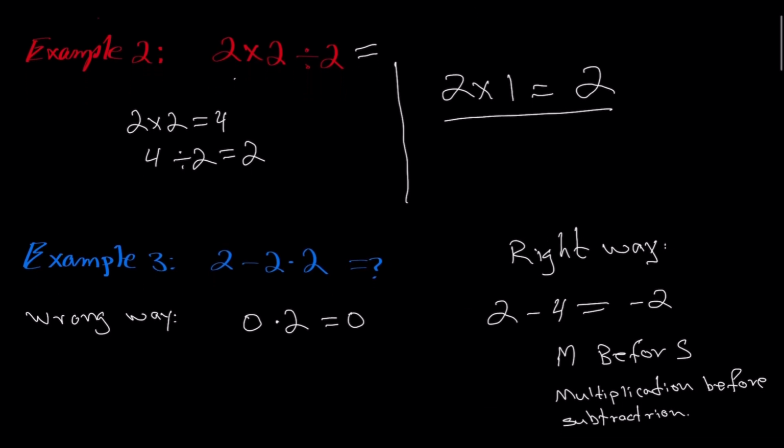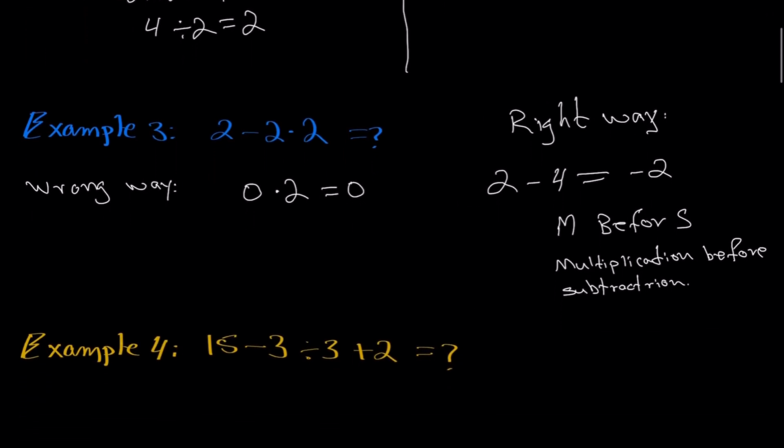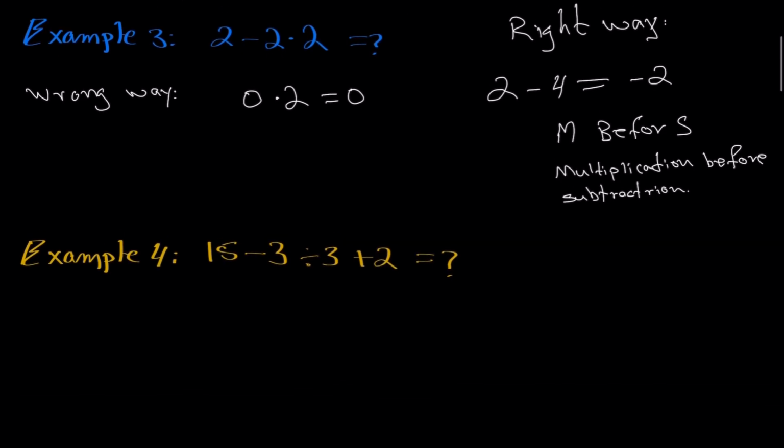Now let's move on to a relatively complicated example. In this example, it asks 15 minus 3 divided by 3 plus 2. We said before that multiplication is done before subtraction and addition. In the same manner, when there is a division and addition and subtraction, we always do the division first. So let's try it.